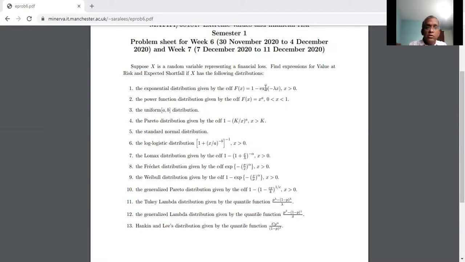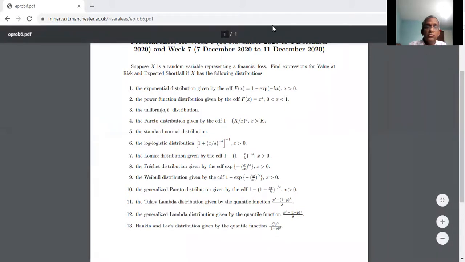I'm sure all of you know this as the exponential distribution, right? All right, so let me show you how to do question 1 if you haven't done it. I'm sure most of you have already done it.